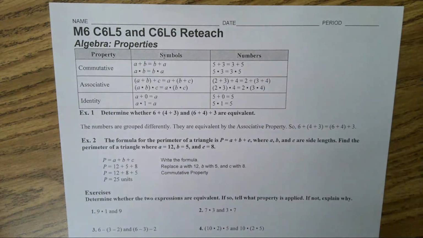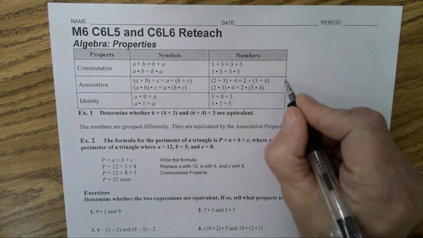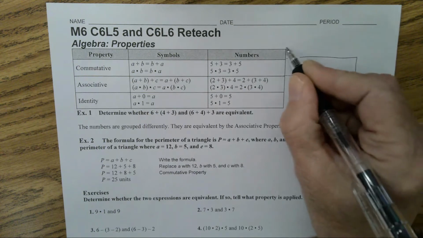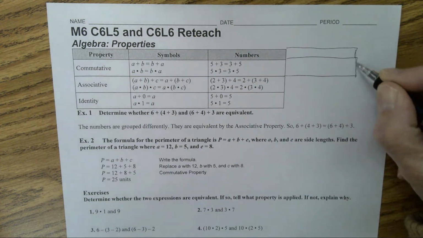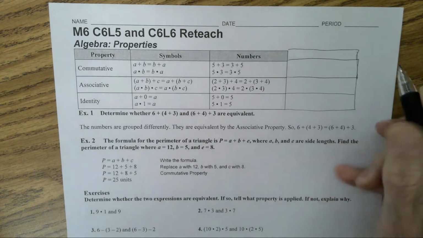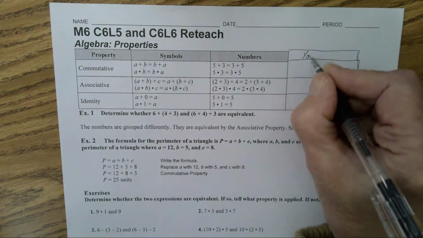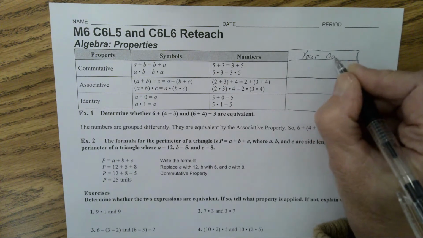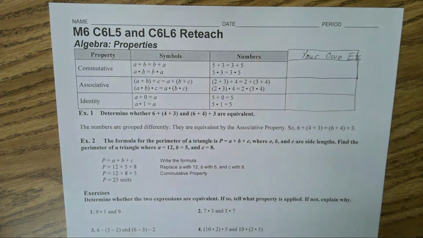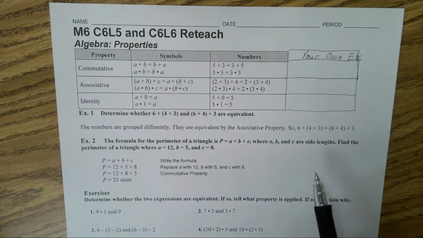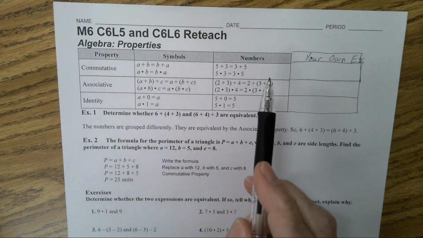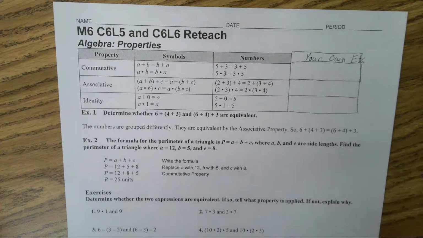Right now, I would like for you to extend the box out. Okay, we'll make us a lovely box, and I want you to give your own example for each one of the properties. Your own example. So for the commutative property, you can use different variables or different numbers and put here for the commutative property.